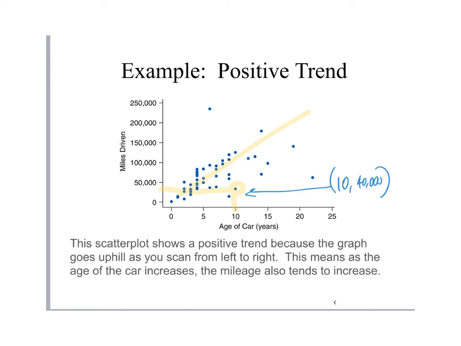So each point has an independent variable that correlates with a dependent variable. It's called dependent because the miles driven depends on the age of the car.